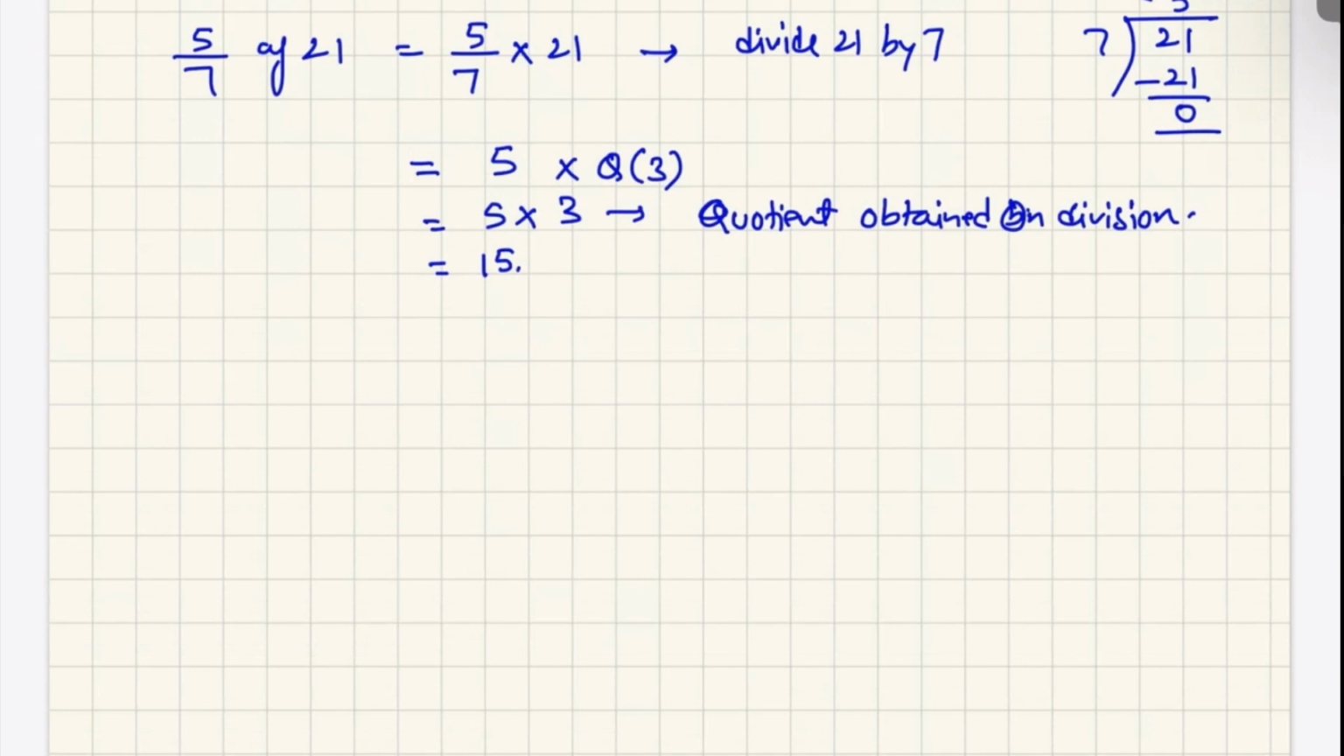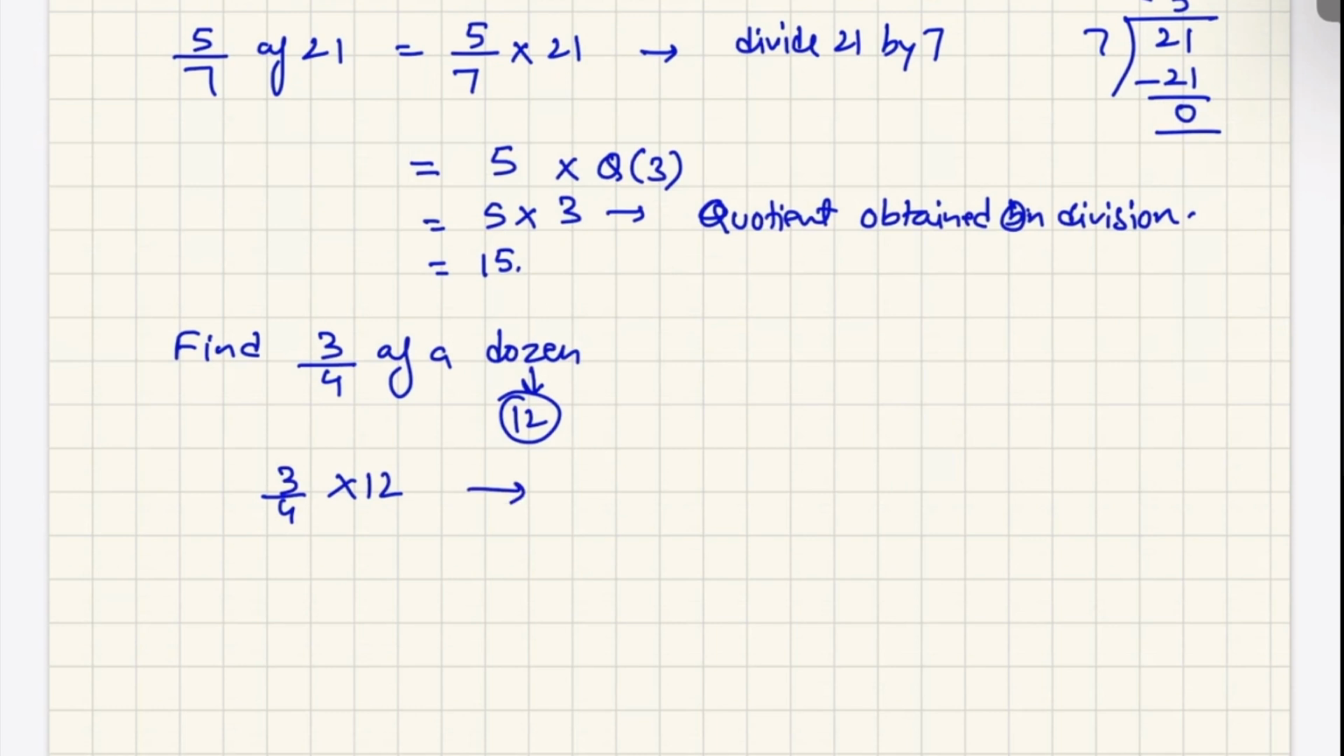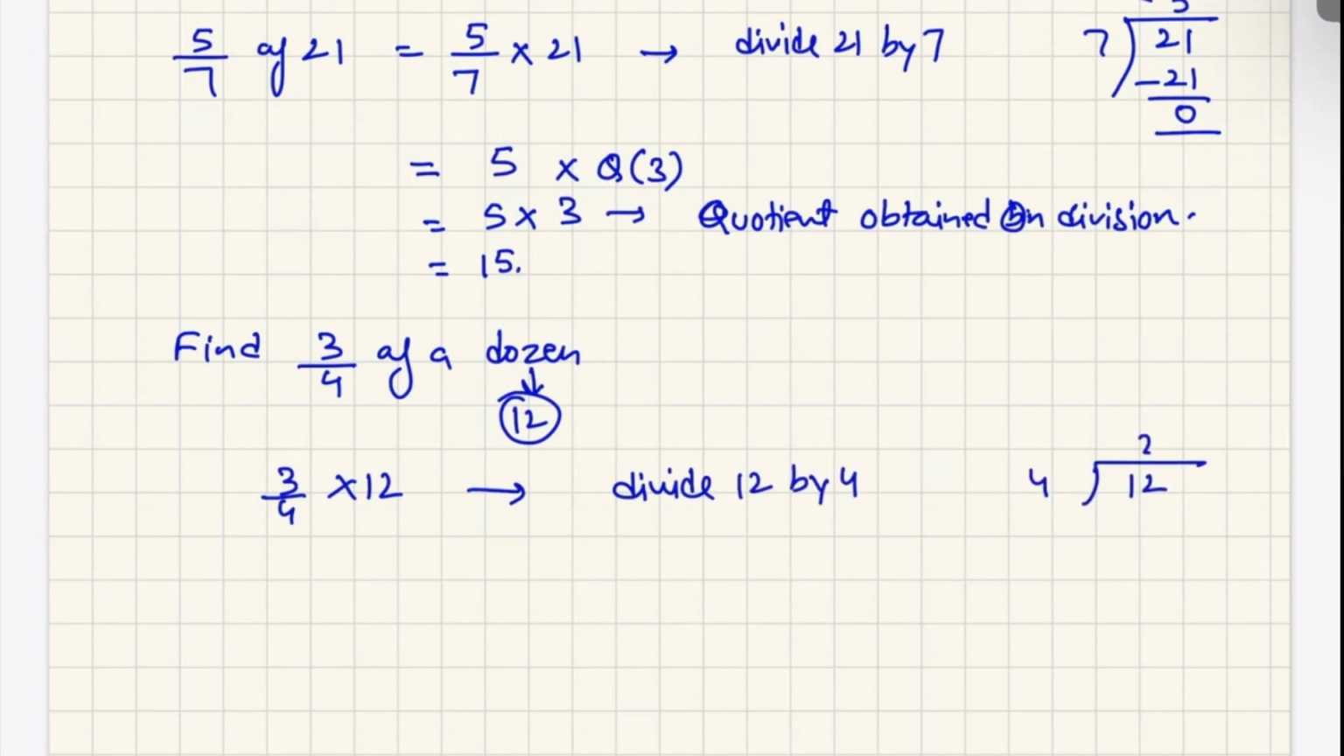The book says, find 3 by 4 of a dozen. Now, dozen means 12, right? So the question is, find 3 by 4 of 12. That's 3 by 4 into 12. First of all, I will divide 12 by 4. 4 threes are 12. So my quotient is 3. Now my numerator, that is 3, multiplied by the quotient 3.